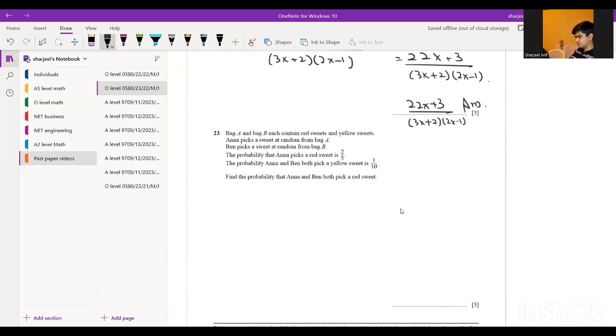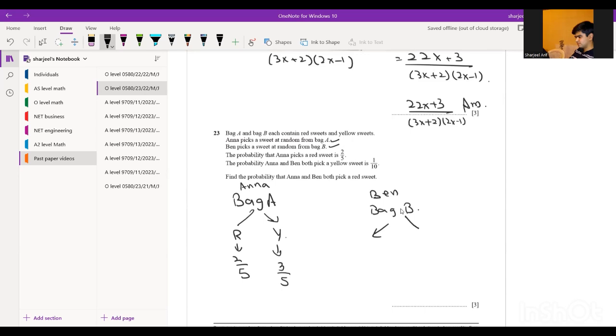For question number 3, we have bag A and bag B, each containing red sweets and yellow sweets. Anna picks a sweet at random from bag A. Ben picks a sweet at random from bag B. The probability that Anna picks a red sweet is 2 by 5. In bag A, the probability of picking a red sweet is 2 by 5. This means the probability of picking a yellow sweet will be 3 by 5.